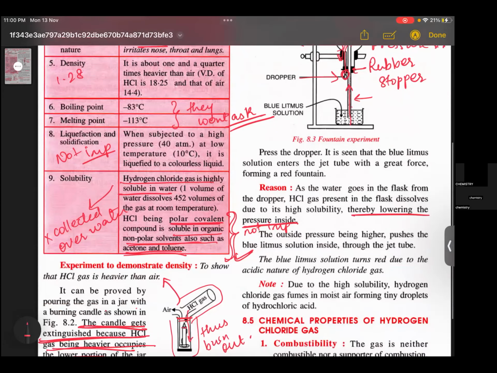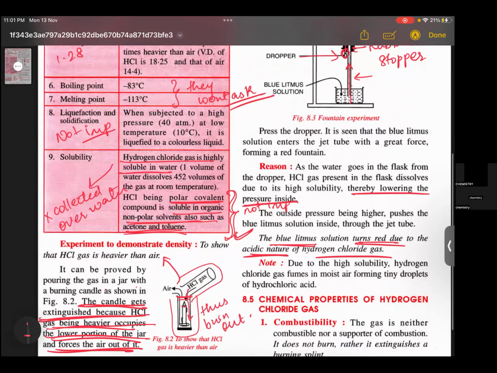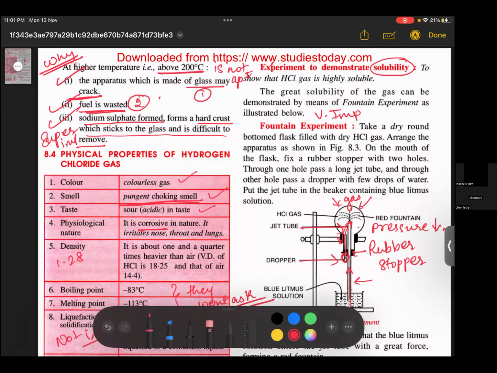We also know that the blue litmus solution turns red. This shows us the acidic nature. So they can ask you that the fountain experiment is actually used to show us two things. The first thing is that it is used to prove solubility, and it is used to prove acidic nature as well. Okay. Now moving on.